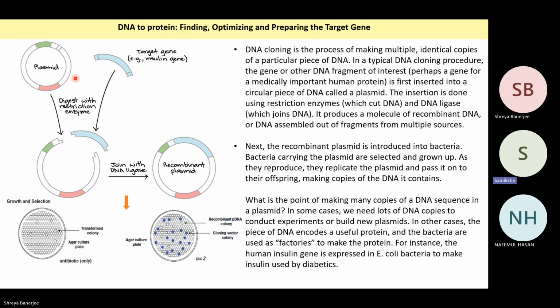And after inserting the particular desired DNA, how will we know that this DNA has been inserted in the plasmid? That means the desired DNA is inserted in the plasmid, because previously also the marker gene was there, and after inserting the desired sequence, the marker gene is still there. Then how will we know that?